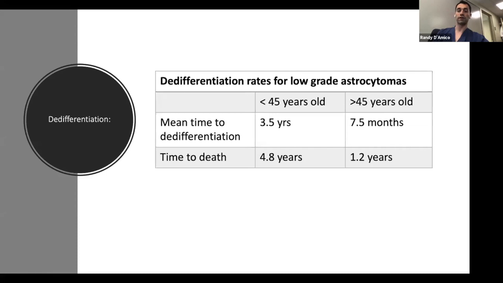But again, if you reach that 45 year mark, all of a sudden your numbers change a lot. And that's just because typically the older you are, the more likely you are to progress to a higher grade tumor. And that's a pretty significant thing.